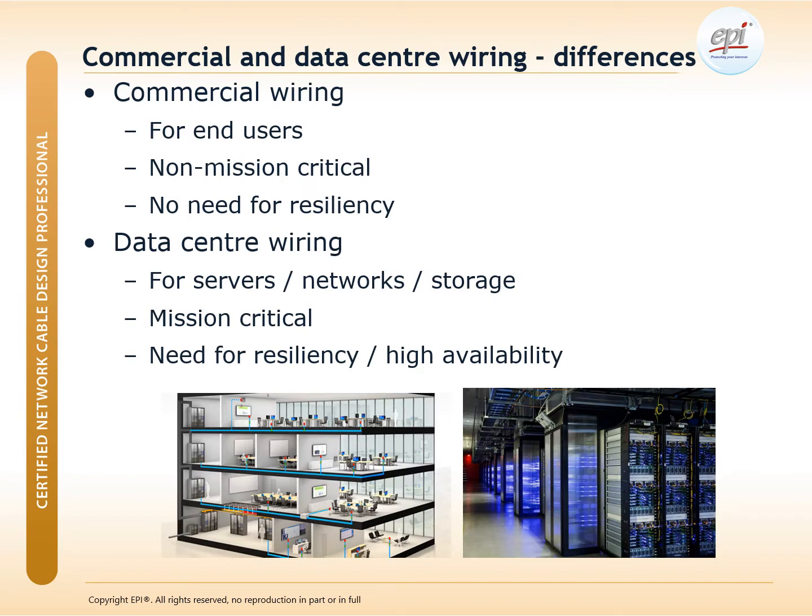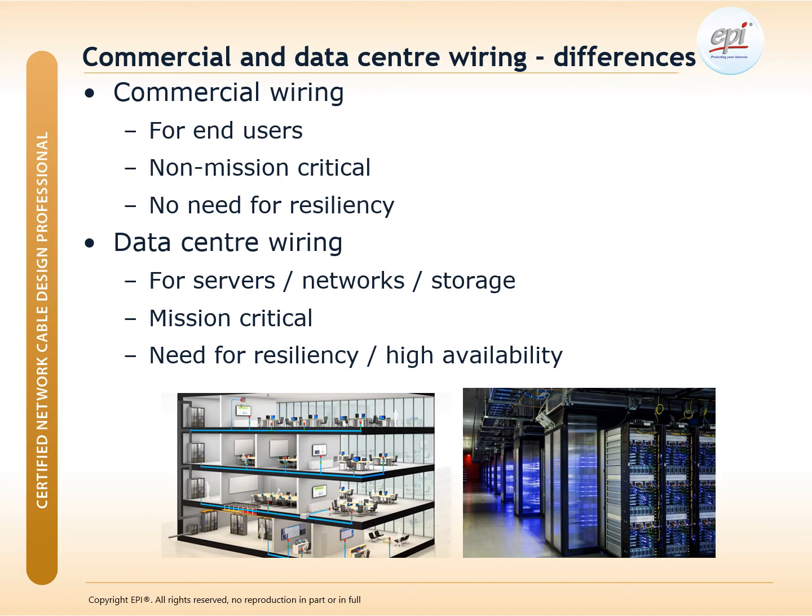The commercial and data center cabling, what are the differences? Commercial cabling, or commercial wiring, is mainly for the end user, meaning the cables are connected from the wire room to the end user locations. They are not mission critical, because if your cable in the office is not working, you can sit in the next chair and find connectivity again. So there is no critical requirement for resilience. If this cable dies, for your desktop, generally speaking you must have a backup cable.